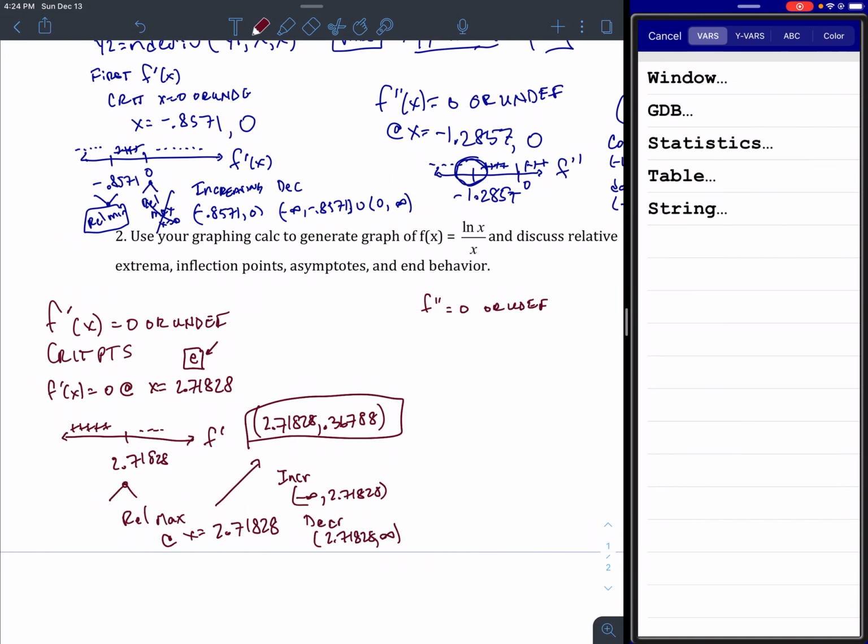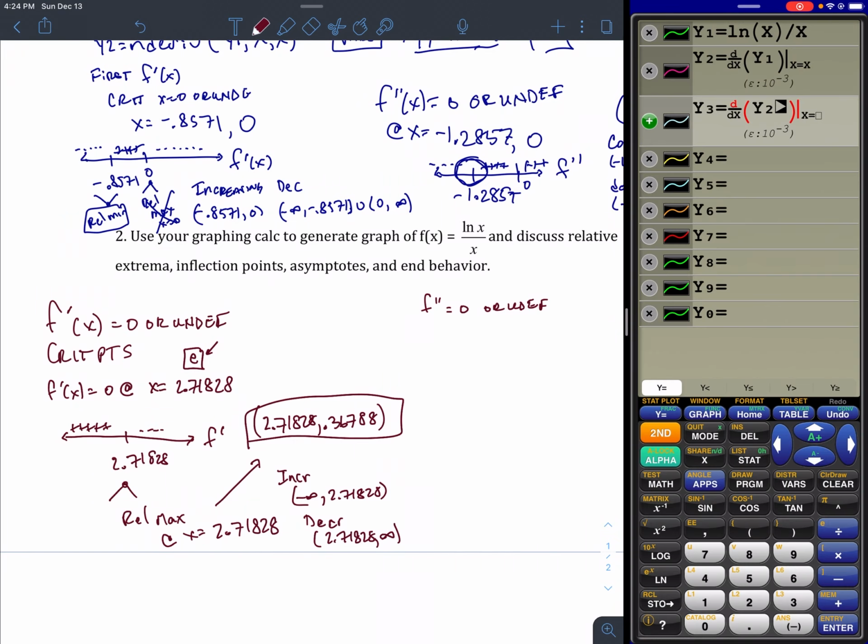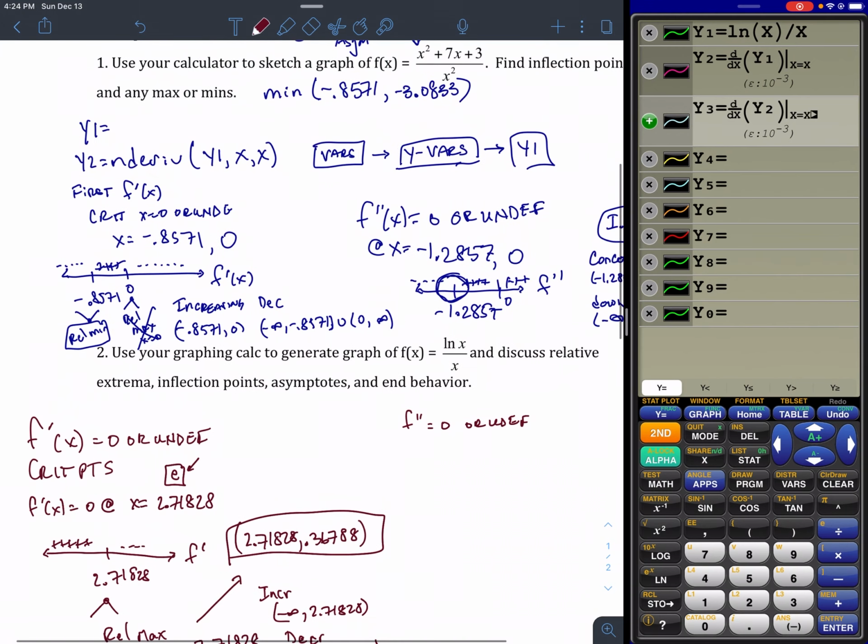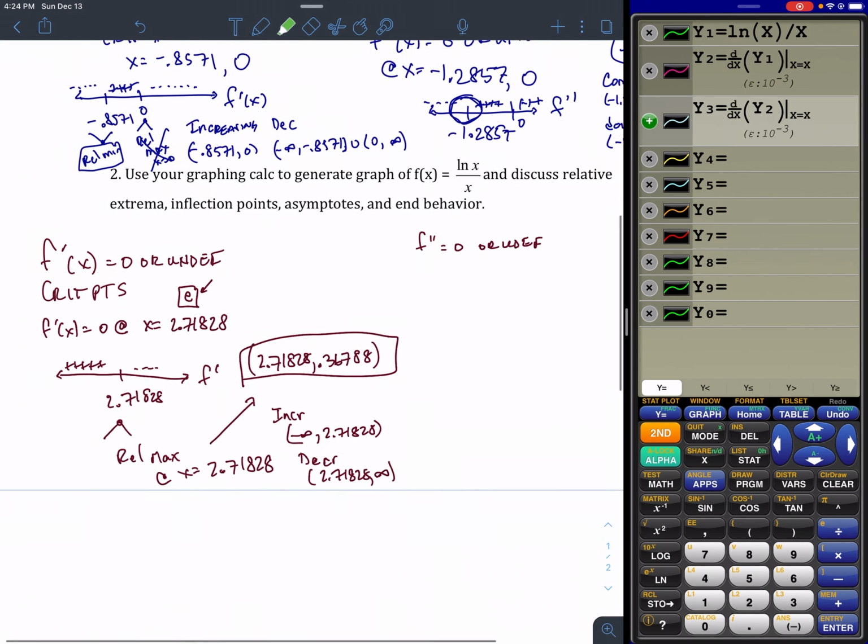So Vars, Y-Vars, and I want the y2 equation, and then I want it at every x value. That's why I put an x there. And remember, if you have the old software, you will be doing it this way, just like that. You just put in the equation and you're just changing what this y1 is. All right, so let's go ahead and do that.